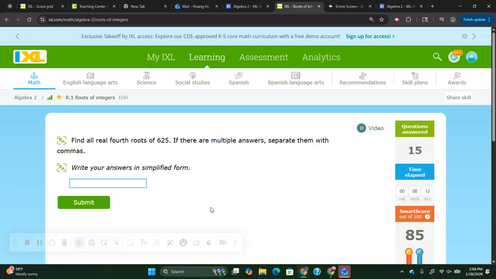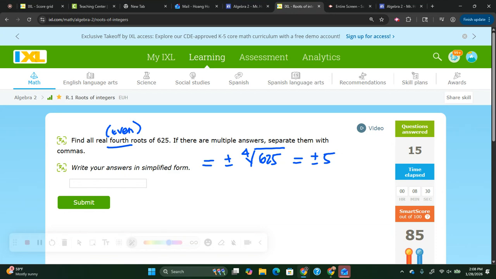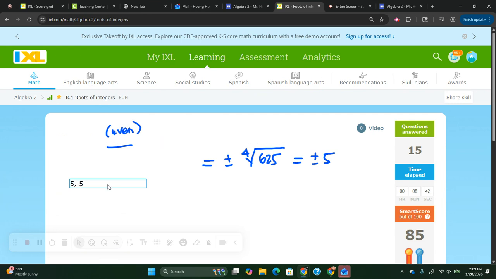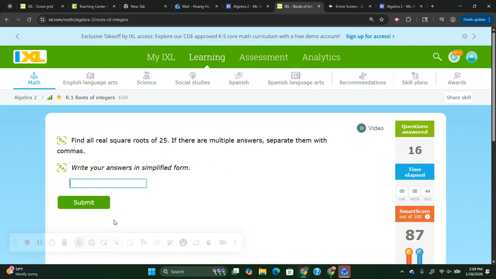The next one is 4th root of 625. This is an even root, so the answer should be plus and minus the 4th root of 625, so plus minus 5. So I put down 5 comma negative 5. All right, here we go. Voila.